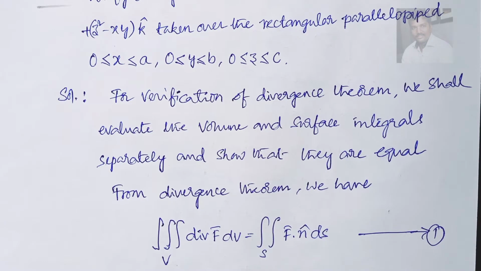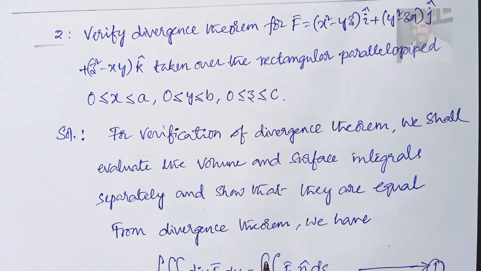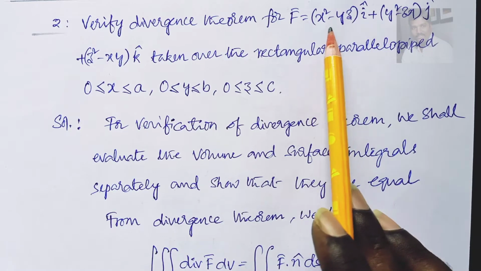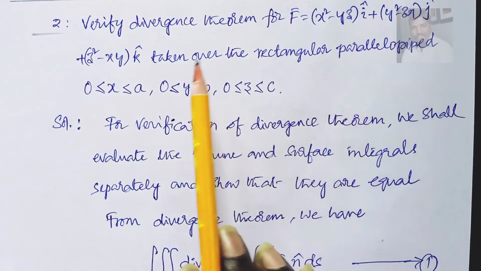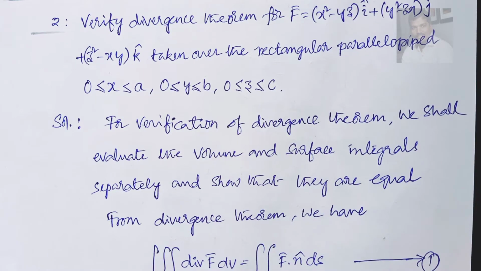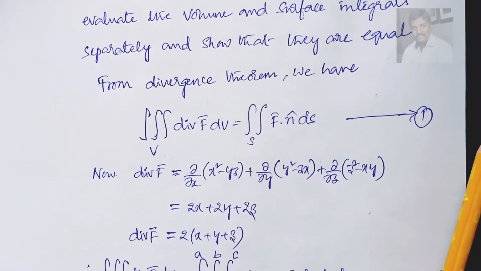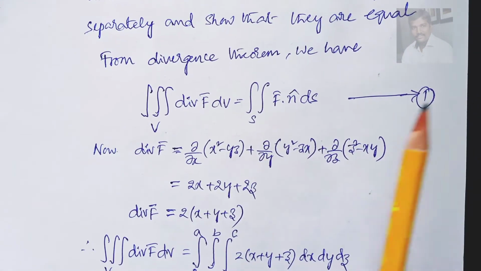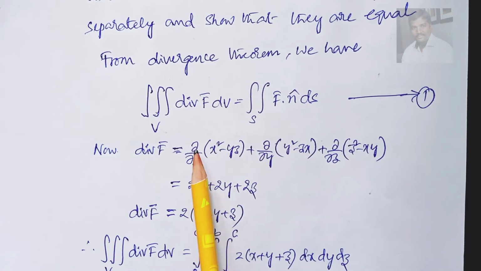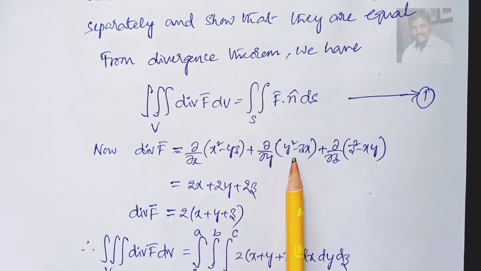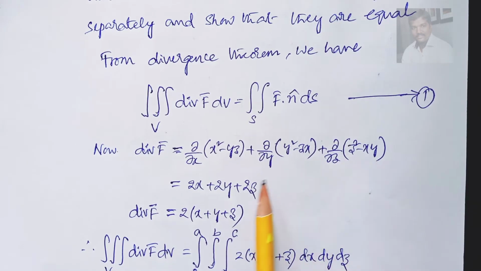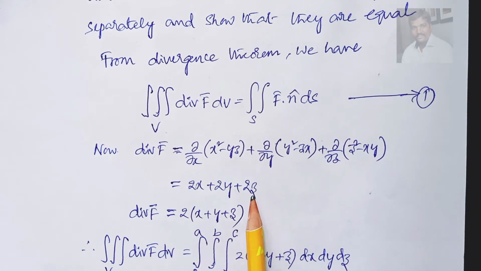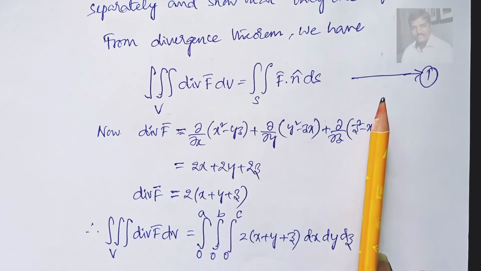Now div F bar is nothing but dou f1 by dou x plus dou f2 by dou y plus dou f3 by dou z. In the problem, as you know already, f1 is x square minus yz, f2 is y square minus zx, f3 is z square minus xy. Now div F bar is dou by dou x of (x square minus yz) plus dou by dou y of (y square minus zx) plus dou by dou z of (z square minus xy). That is 2x plus 2y plus 2z. Div F bar is equal to 2 into (x plus y plus z).